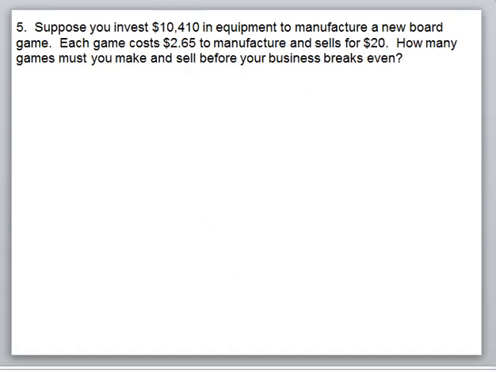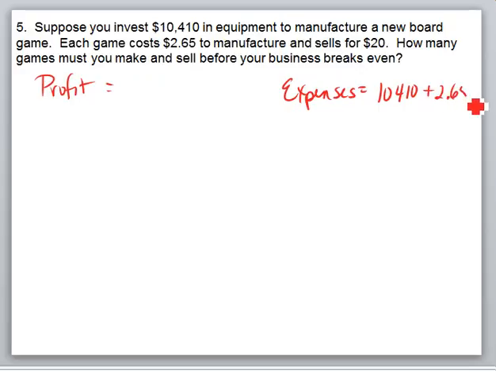Last example, we're going to have our profit and our expenses again. We invest $10,410 in equipment. Each game costs $2.65 each to make. We're going to sell the games for $20 a piece. How many games are we going to have to make to break even?